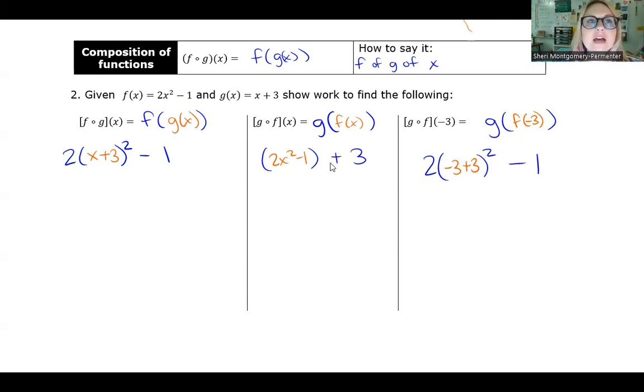We're going to simplify these two. So for this one, there's no reason that I have parentheses. I could rewrite all of it. It turns into 2x squared minus 1 plus 3. I can put these two numbers together. 3 minus 1 is 2. So it's the same thing as 2x squared plus 2.